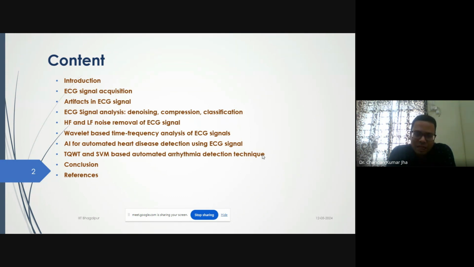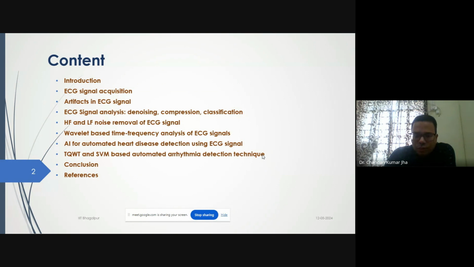After that, a technique which I developed in recent years, that is the TQWT and SPM based automated arrhythmia detection technique. I will describe how this technique works. After that, the conclusion and the different references related to this topic, which I will cover in this talk.